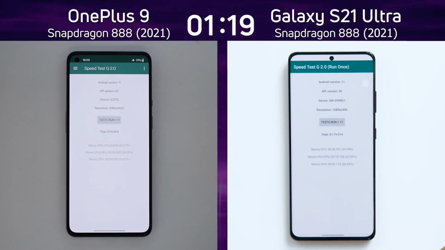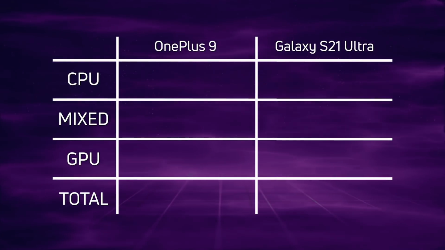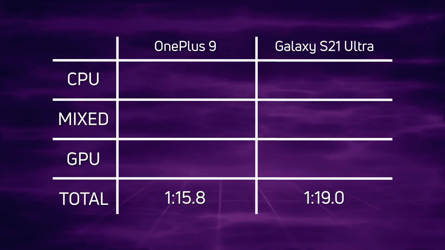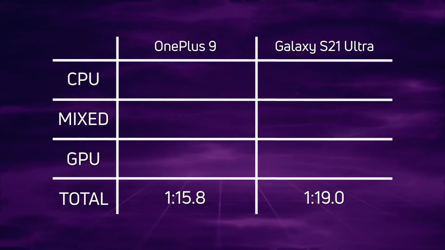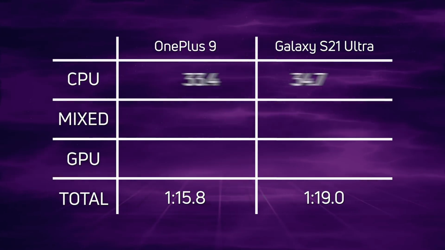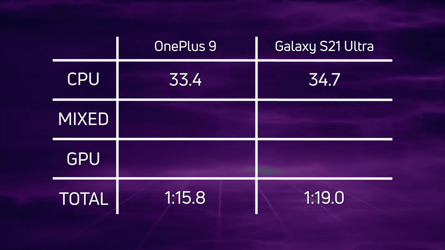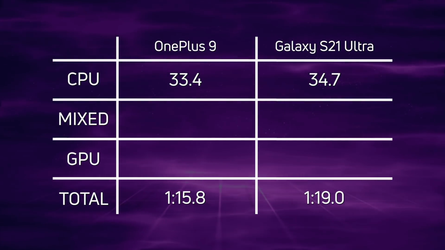Okay, let's break down the scores and see exactly what happened. So as we saw there, the OnePlus 9 was the first across the finish line, 1 minute 15.8, and then 3.2 seconds later came in the Samsung Galaxy S21 Ultra, 1 minute 19. Well, what happened? Look at the CPU, 33.4 versus 34.7. That's a difference of 1.3 seconds in favor of the OnePlus 9.